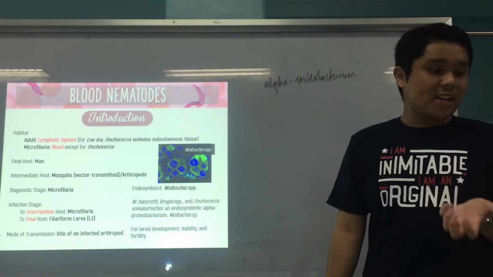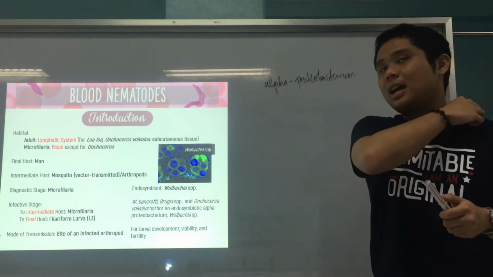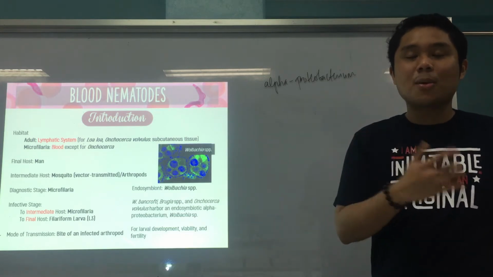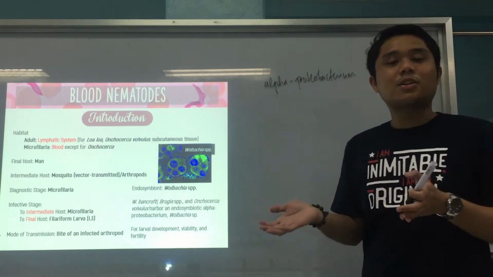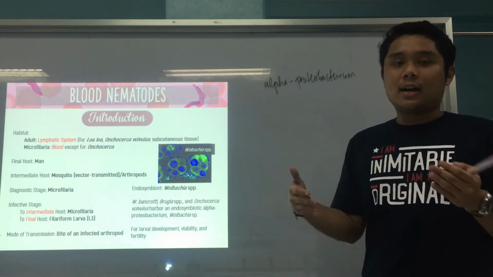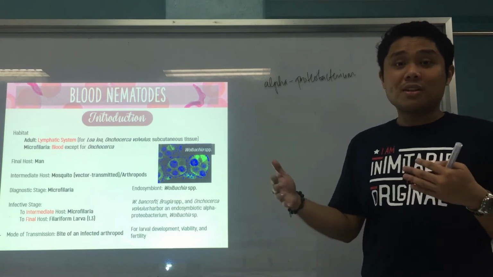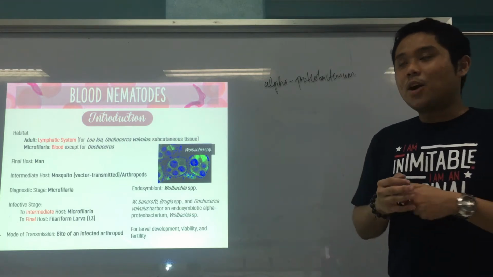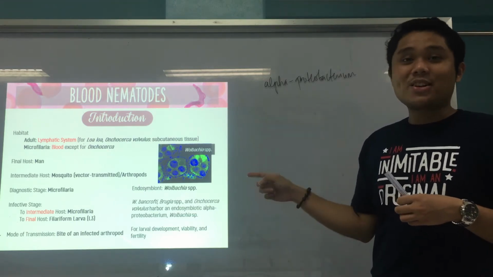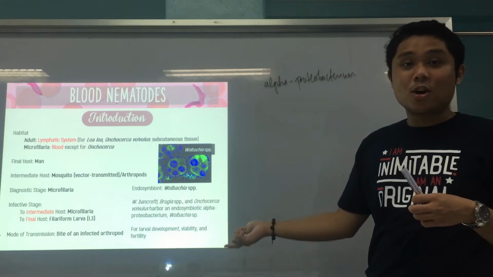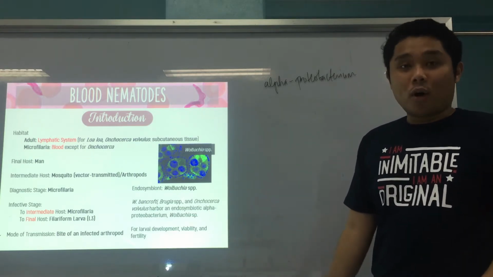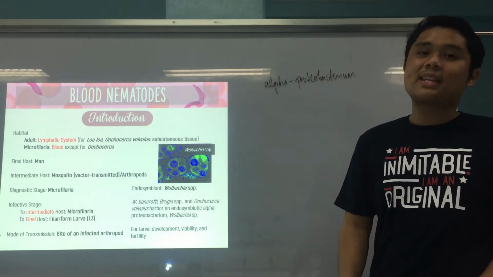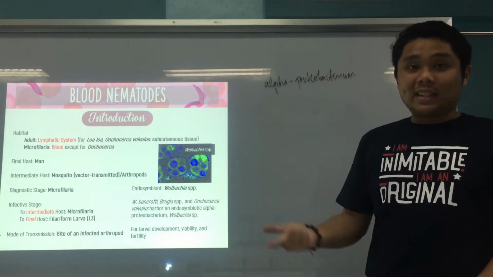This endosymbiote, by the name itself, is a symbiotic bacteria. Meaning it contributes something to the filarial worms, and the filarial worms also contribute something to the endosymbiote, Wolbachia. So it's a mutualistic relationship. Please take note, this is often asked in the boards: Wolbachia species is the endosymbiote for filarial worms. They use it for larval development, viability, and also fertility.